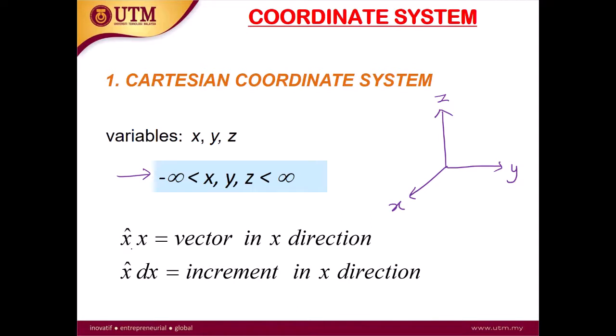So the definition of x cap, x cap is equal to the vector in the x direction. Another one, we have x cap dx. So dx means the increment in the x direction from one destination to another destination along the x-axis. For example, I want to measure from this point to this point. This one is dx, the increment.